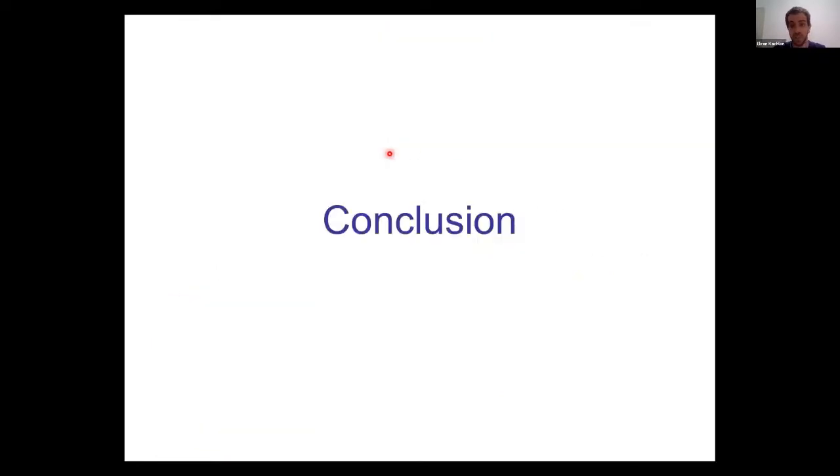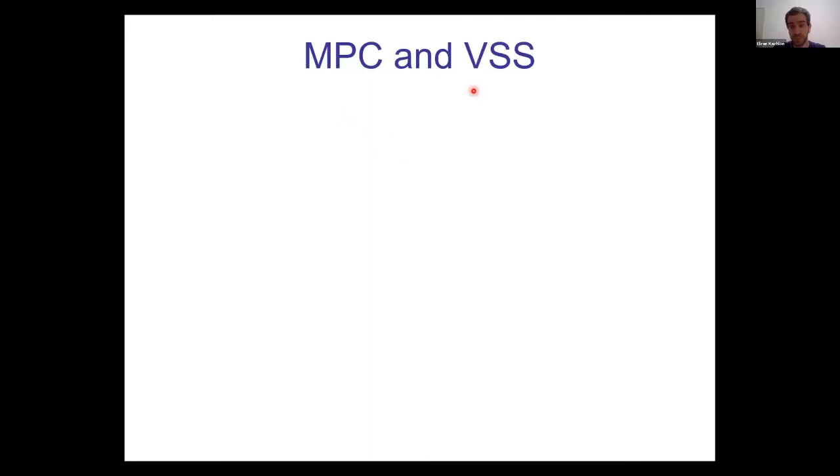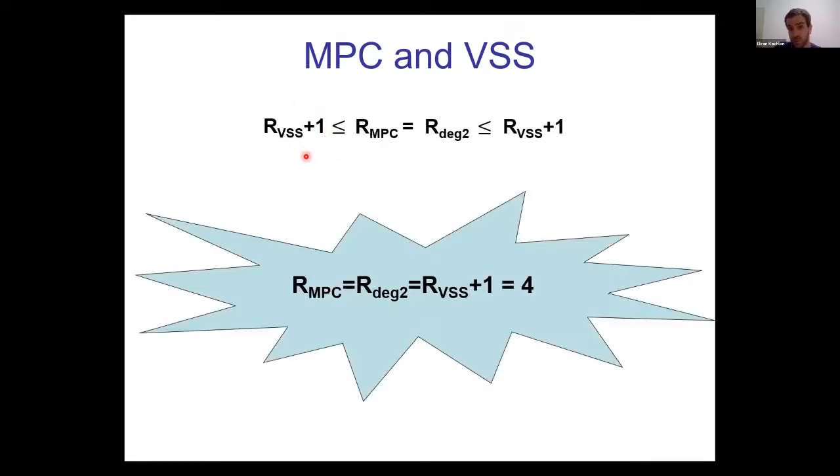Okay, and finally, the conclusion. So we showed a strong connection between MPC and VSS. As I've said, our completeness theorem shows that the round complexity of general MPC is equal to the round complexity of degree 2 functionalities. And our protocol shows that this is at most the round complexity of VSS plus 1. And our lower bound shows that this is at least the round complexity of VSS plus 1. So we can conclude that the round complexity of general MPC is equal to the round complexity of VSS plus 1, which is 4.